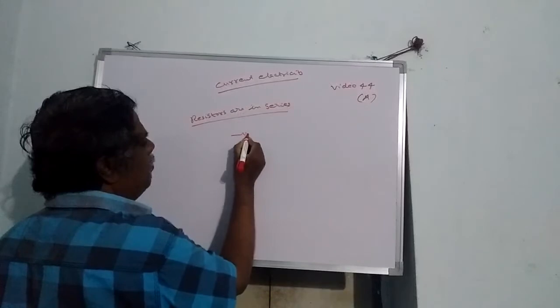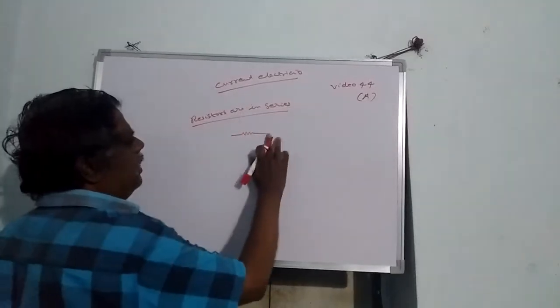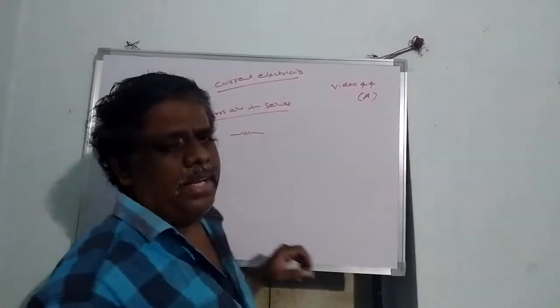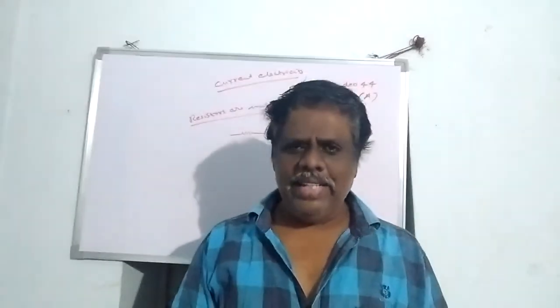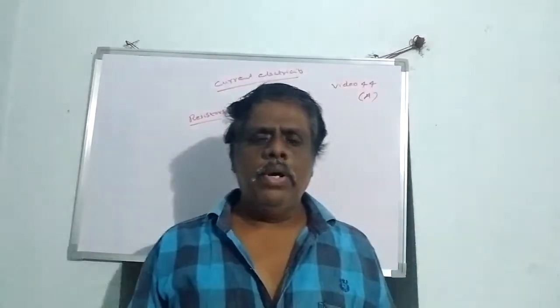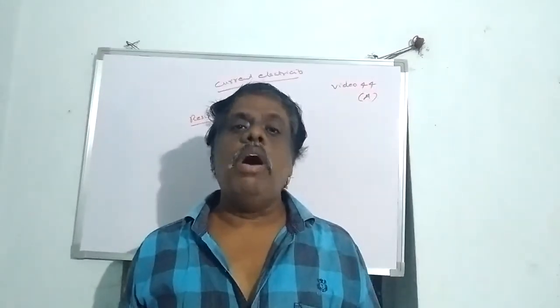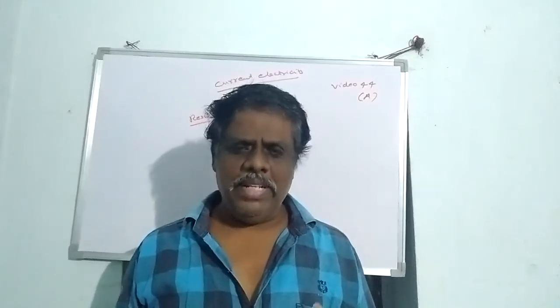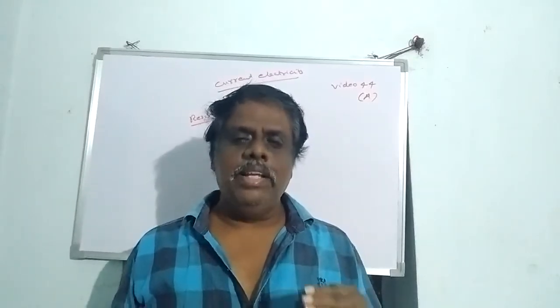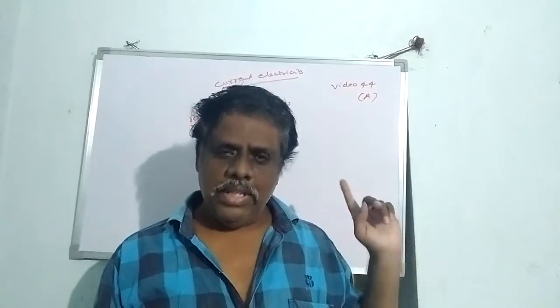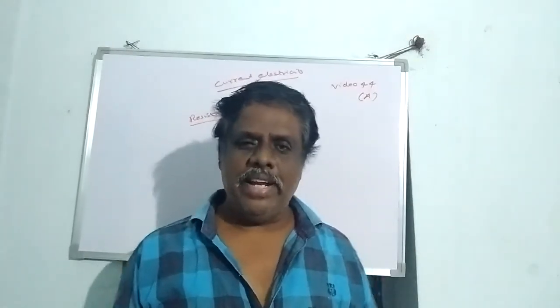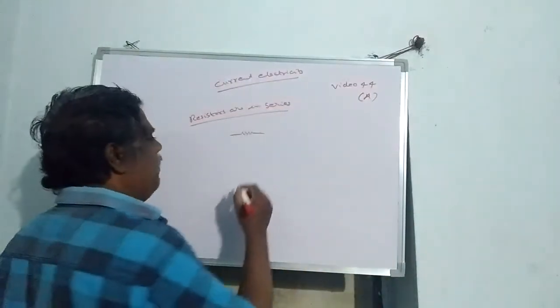So this is the symbol of a resistor. What is a resistor? It is a device we can use to obstruct the flow of current in the circuit. That means it always resists the flow of current in the circuit, so it's called a resistor. See the symbol of a resistor.